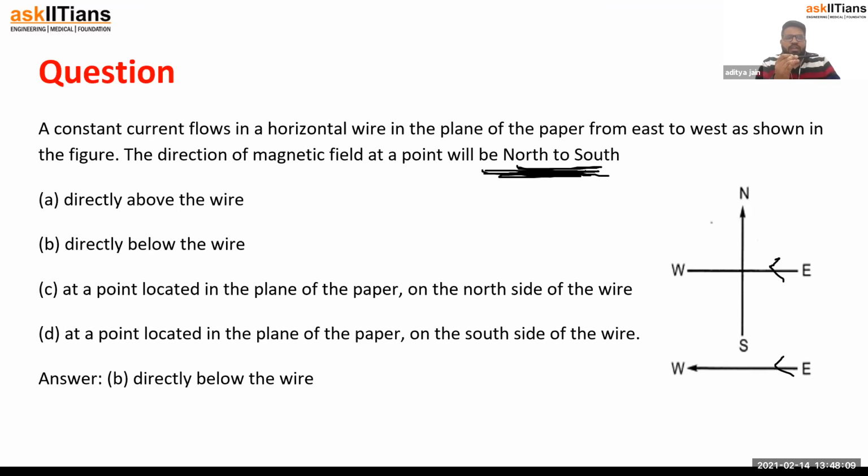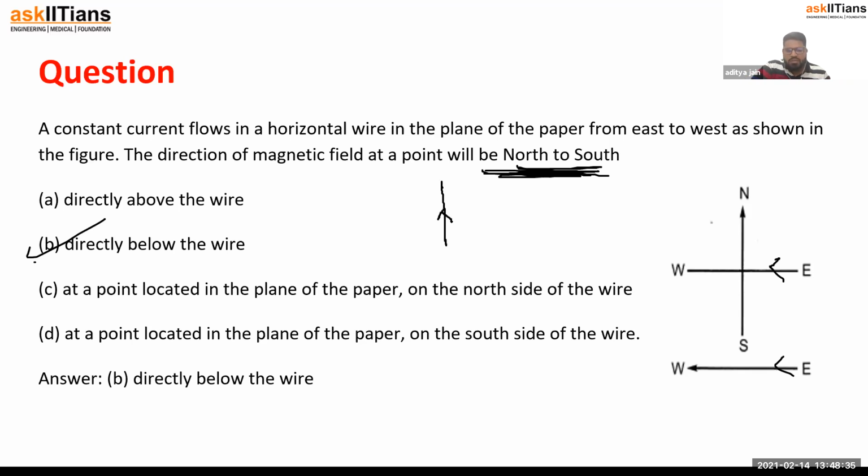So at which point is it going downward? Can I say the point is below the wire? If I take the point below the wire, what will be the direction of the magnetic field? It will be like this. The fingers will represent the direction, so it is coming towards me. So from north to south, it is coming when the point is directly below the wire. This is how to decide the direction with the help of fingers. The curl of the fingers will show you the direction of magnetic field at any point.